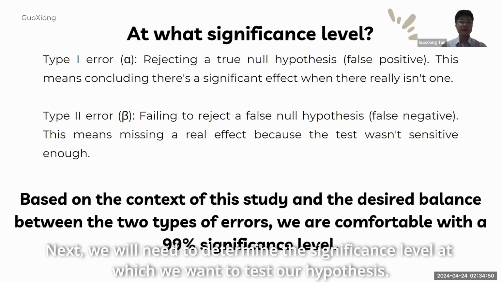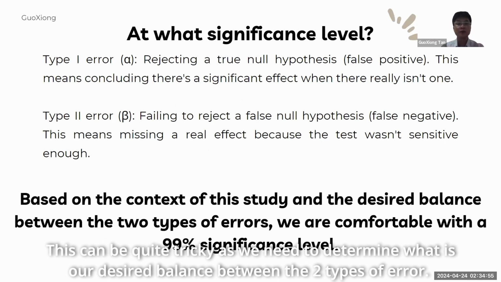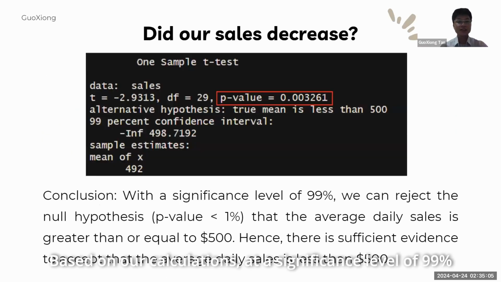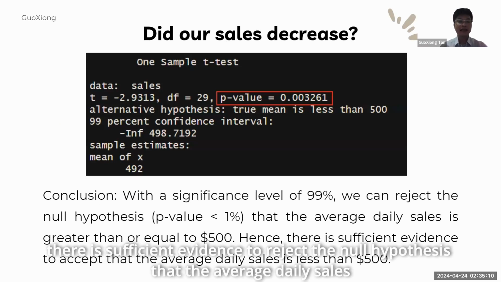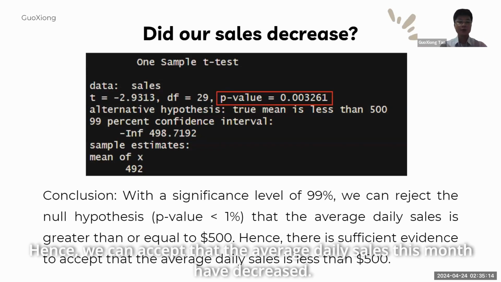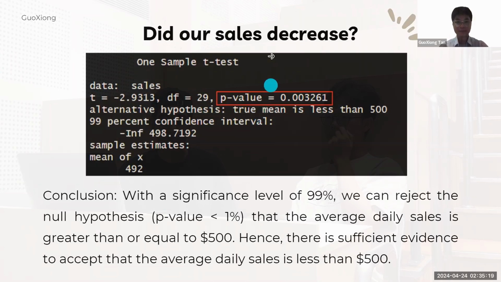Next, we will need to determine the significance level at which we want to test our hypothesis. This can be quite tricky as we need to determine our desired balance between the two types of error. Based on our judgment, we believe a 99% significance level is suitable for this test. Based on our calculations, at a significance level of 99%, there is sufficient evidence to reject the null hypothesis that the average daily sales is greater than or equal to $500. Hence, we can accept that the average daily sales this month have decreased.